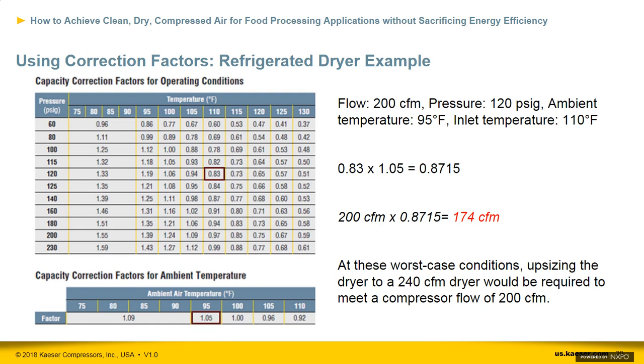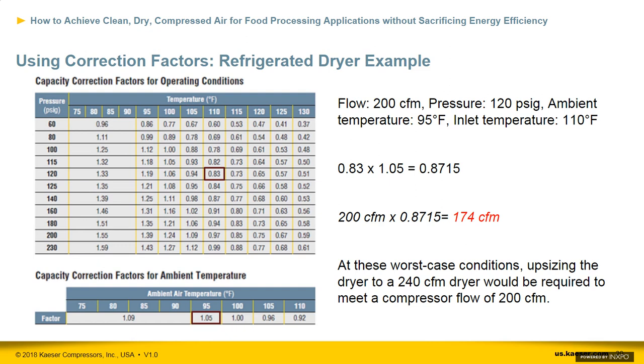This means that at these conditions, the dryer is only going to have 87% of its nominal capacity to dry the air to a specific dew point. So next, you take the dryer's rated capacity, which in this case we're assuming is also 200 CFM that needs to be dried, and then you multiply it by the correction factor. So you compare this number, which now becomes 171, so we call it D rate, with your compressor's rating capacity. And you want to make sure that those numbers are either the same or that the dryer is rated for more than the compressor. But in this case, it's not.